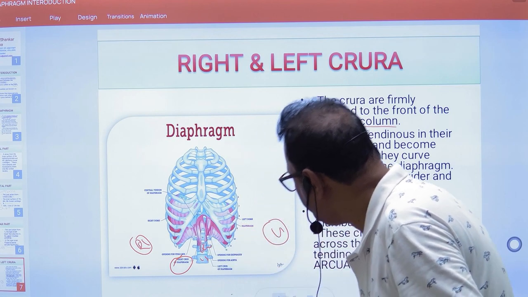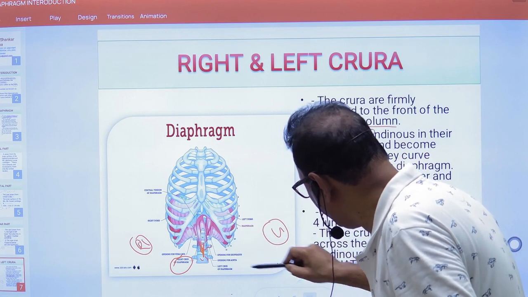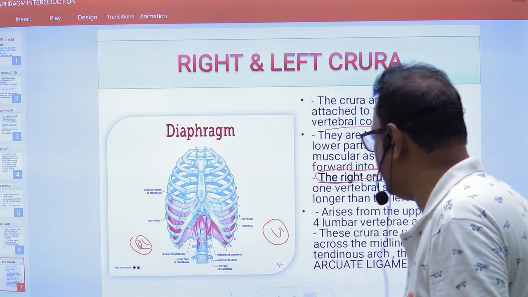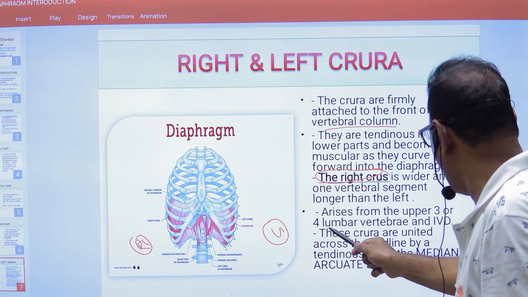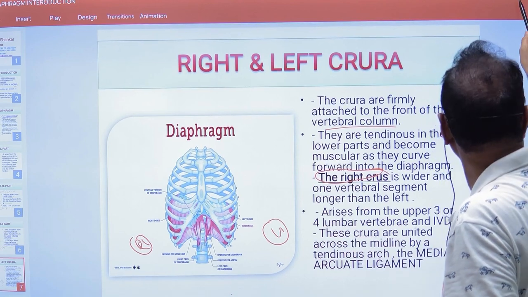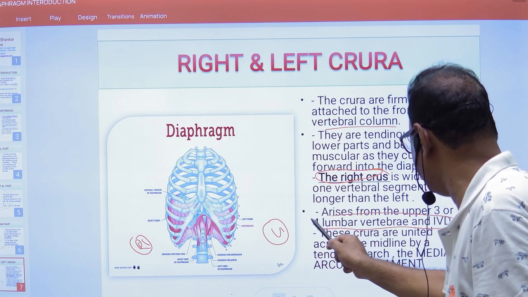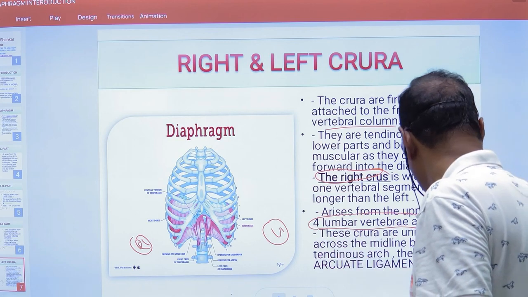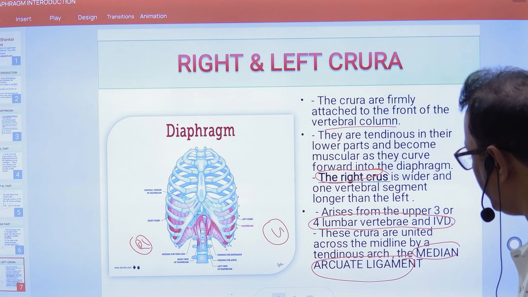The right crus of the diaphragm is one vertebral level more than the left crus of the diaphragm. So it arises from the upper three lumbar vertebrae and the intervertebral discs, and these crura are united together in the midline to form the median arcuate ligament. Both of them will unite together to form the median arcuate ligament.